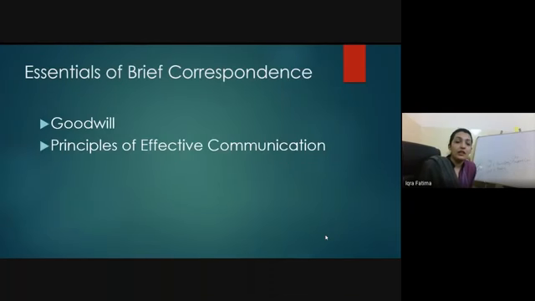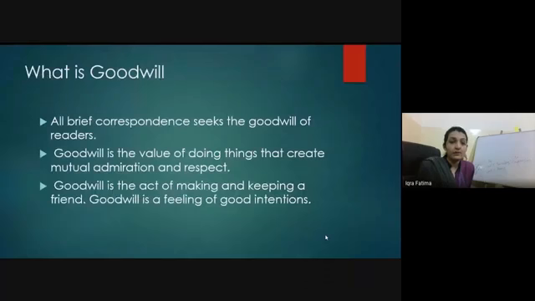So, what are the essentials of brief correspondence? What do we need to correspond with our employees or within our business world? Two things are very important: goodwill and principles of effective communication. We will discuss one by one what goodwill is and what those principles of effective communication are.